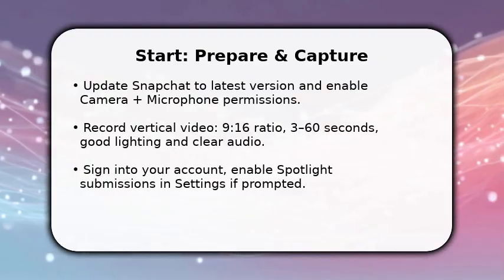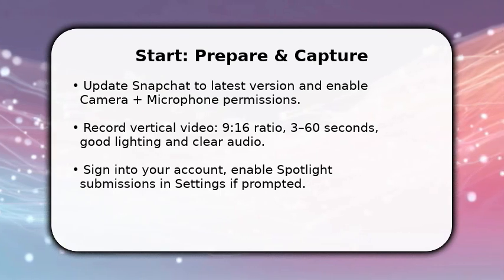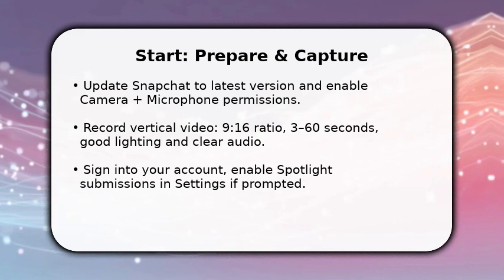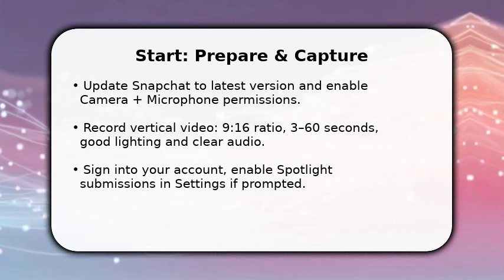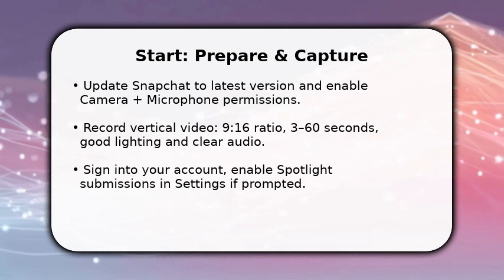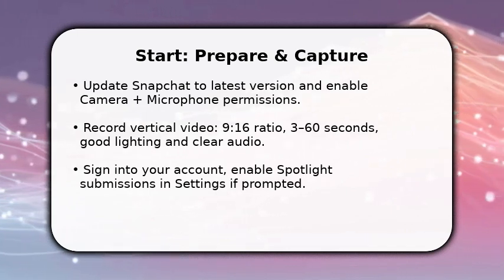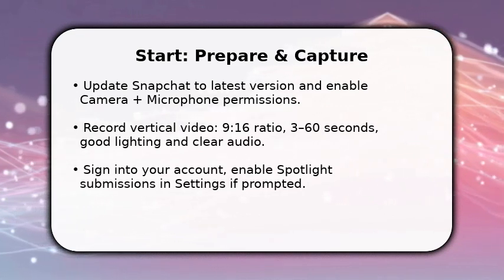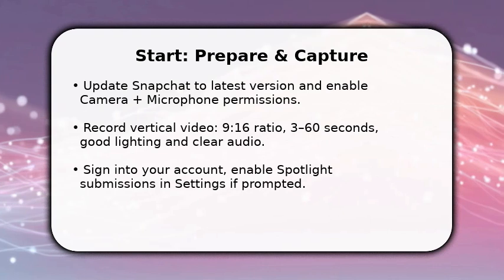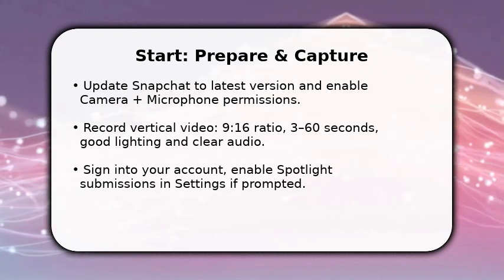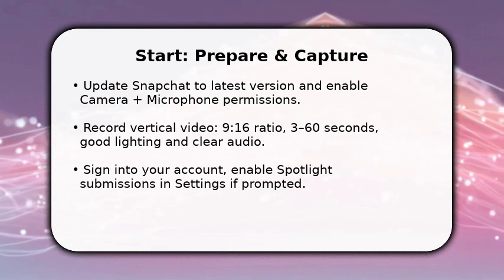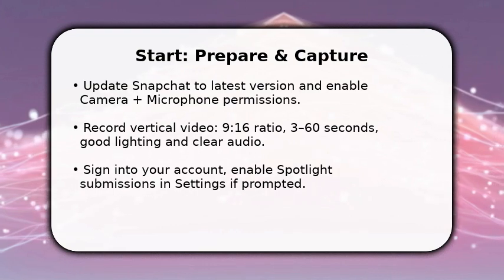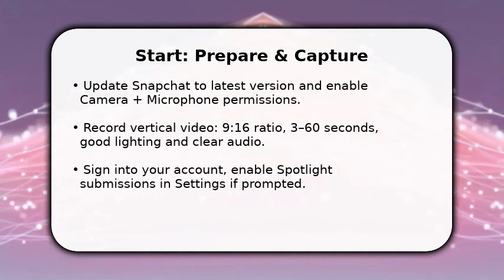You'll begin by making sure Snapchat and permissions are ready, then capture your video. First, update the app and enable camera and microphone so uploads aren't blocked. Next, record in vertical 9:16 format between 3 and 60 seconds. Use stable framing and clear audio so the algorithm can evaluate quality. Once done, trim rough takes in Snapchat's camera view or save to your camera roll to edit externally. Make sure your account is logged in and Spotlight submissions are switched on in settings before proceeding.